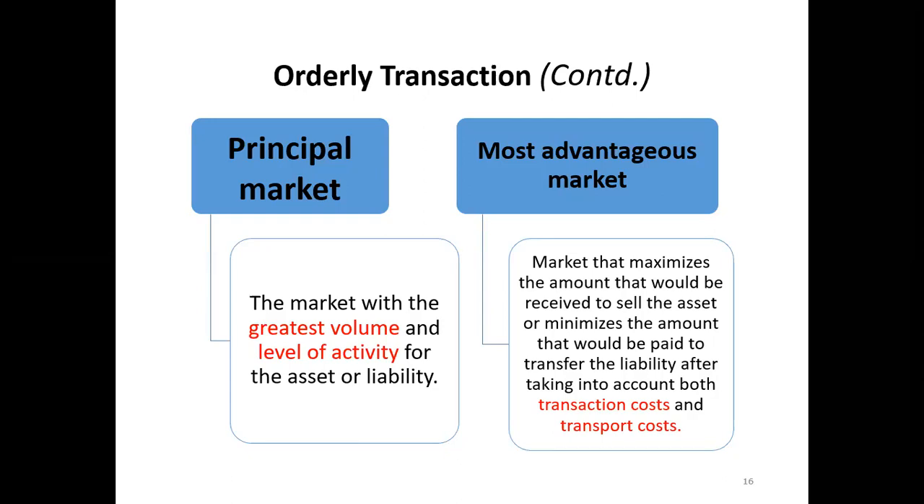The first option is that we looked at whether there is a principal market. If we don't have the principal market, then only are we going for the most advantageous market. The most advantageous market is a market which gives you the highest net proceed for a particular asset. With a liability, that is the market which minimizes the amount that you would have to pay.